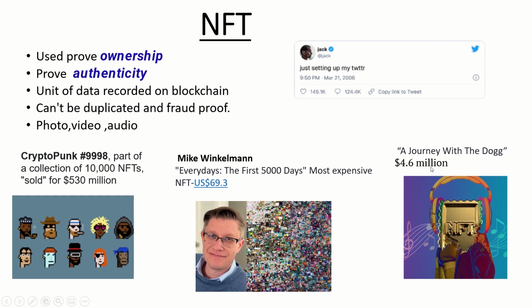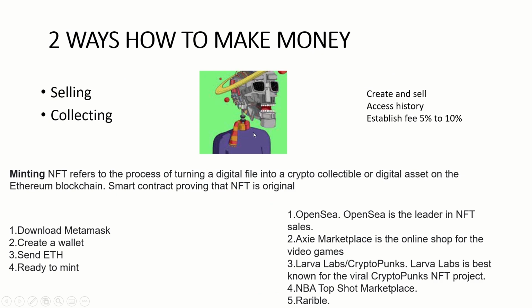And then Snoop Dogg also created his own group of NFTs, called A Journey with the Dog, and so far it has made over 4.6 million. It is even more. So just to show you that you can make money from something, as long as that something is unique. Jack, the founder of Twitter, also uploaded his very first tweet on blockchain as an NFT, and he also made money from that. This is an example of that NFT. So you see, you can just upload that as well.